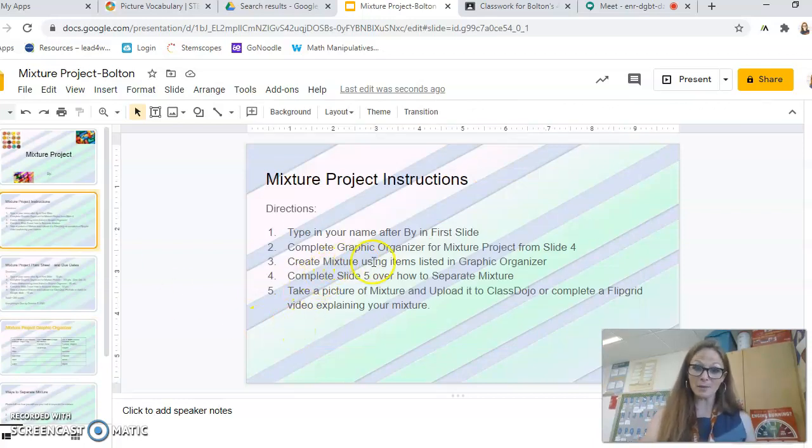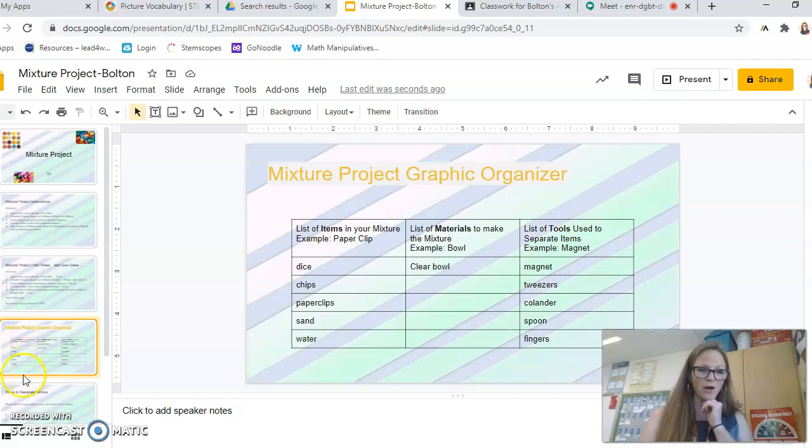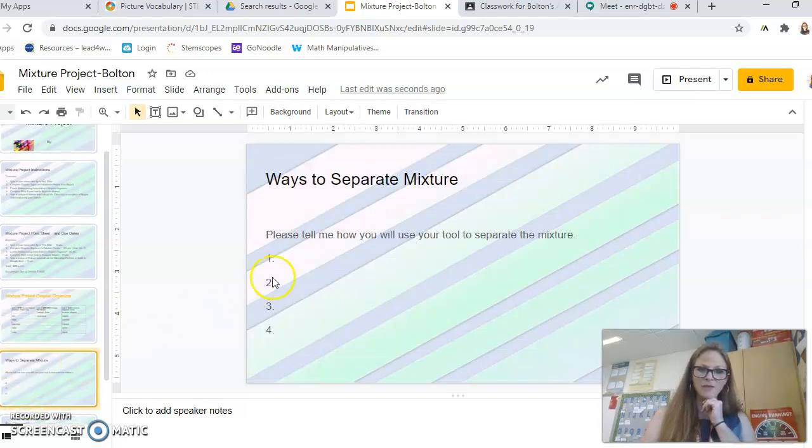After I filled this out, let's go back and look at our directions. Now I'm going to create my mixture using the items listed. All right, I kind of did it backwards. Totally up to you, however you choose to do it. Then I'm going to complete slide 5 over how to separate my mixtures. Let's see, here was slide 4, here's slide 5. Please tell me how you will use your tool to separate the mixture.